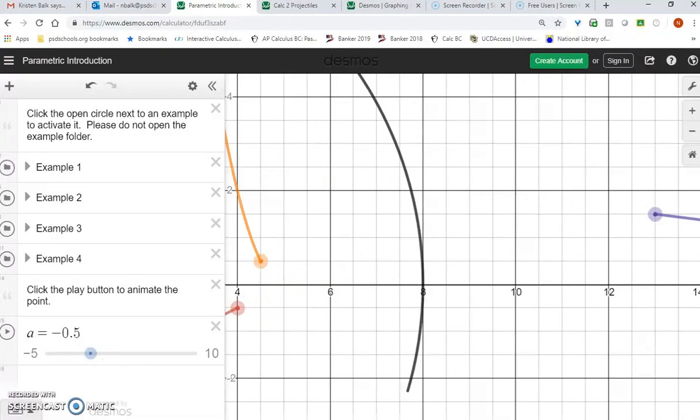And in fact, anywhere I go, the purple is 2 higher than the red. The purple is always 2 higher than the red, so they will never hit each other ever. Okay? How's that so far?